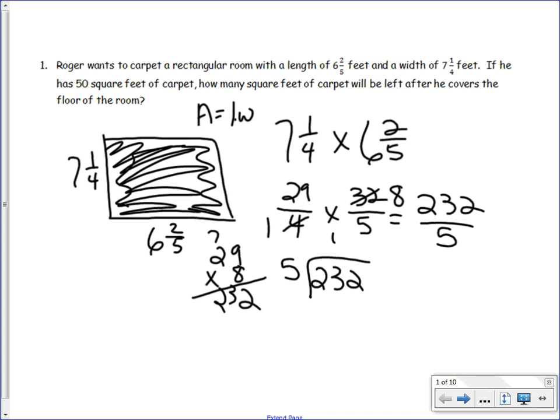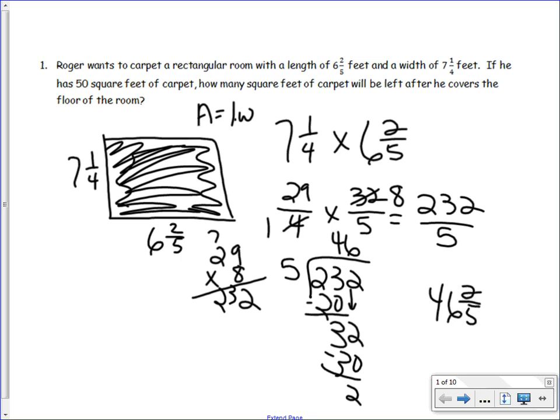5 goes into 23 4 times. 4 times 5 is 20. Subtract and bring down. 5 goes into 32 6 times. 5 times 6 is 30. And I have a remainder of 2. So this mixed number would be 46 2/5. That is the area of the room, so that's how much carpet they would need.